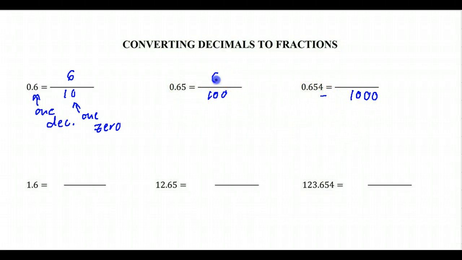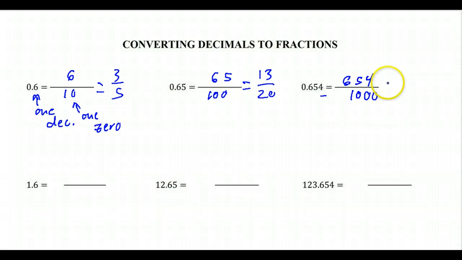And then you can just take whatever's in the decimal part and place it on the numerator. And then there is your fraction. You still have to reduce it. So this would be 3/5. These have a 5 in common. So that would be 13/20. And then over here we have a 2 in common.